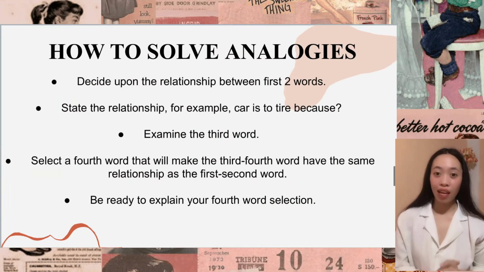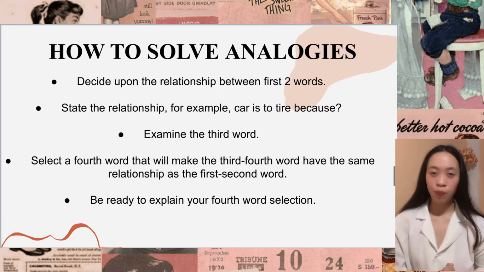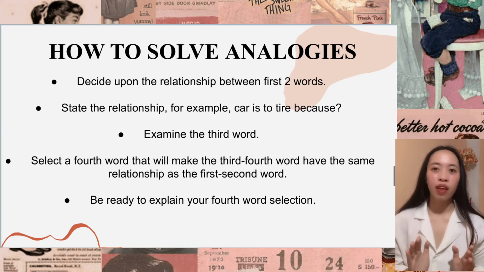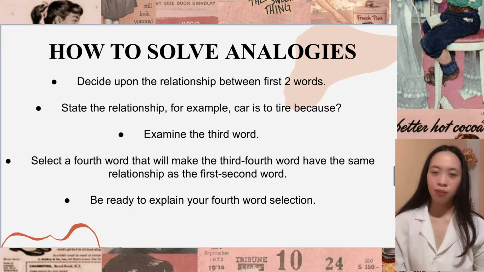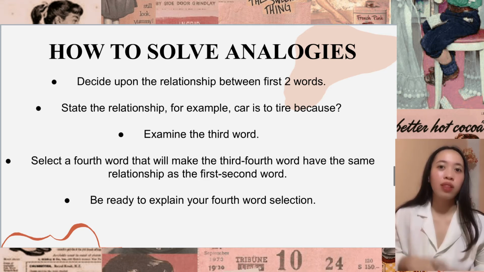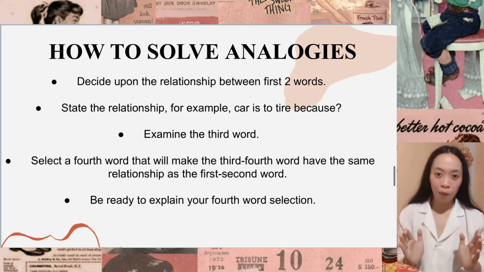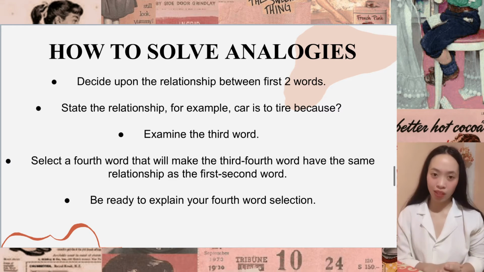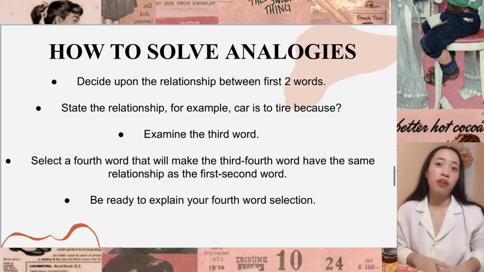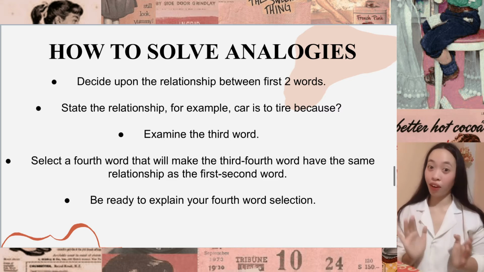To solve the analogy, you must find a word that correctly completes the second pair. At first glance, the words in an analogy may seem to have nothing to do with each other, but the words are always logically related. The first pair of words has a relationship similar to the second pair of words. The first step is to decide upon the relationship between the first two words. Next, state the relationship. For example, car is to tire because.